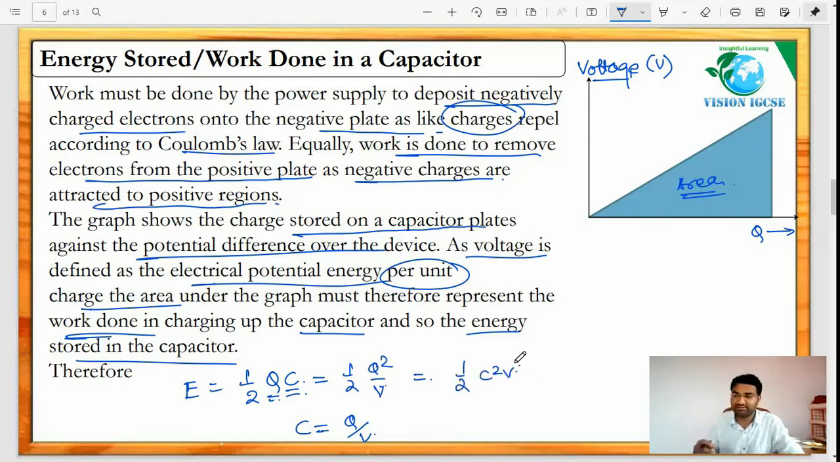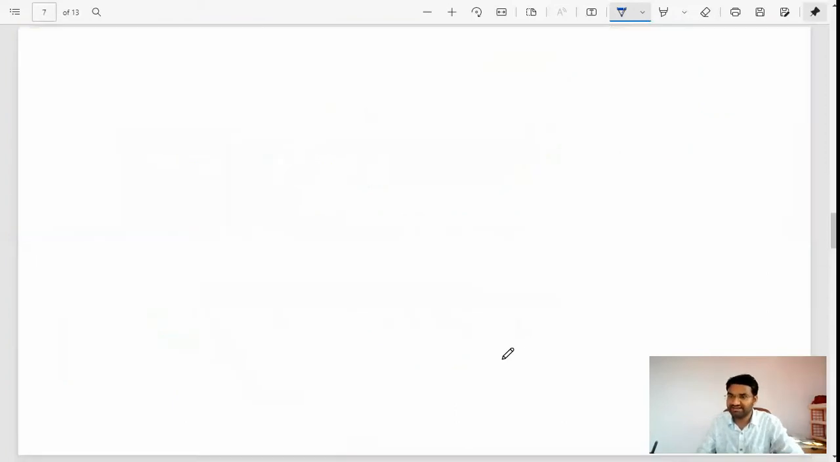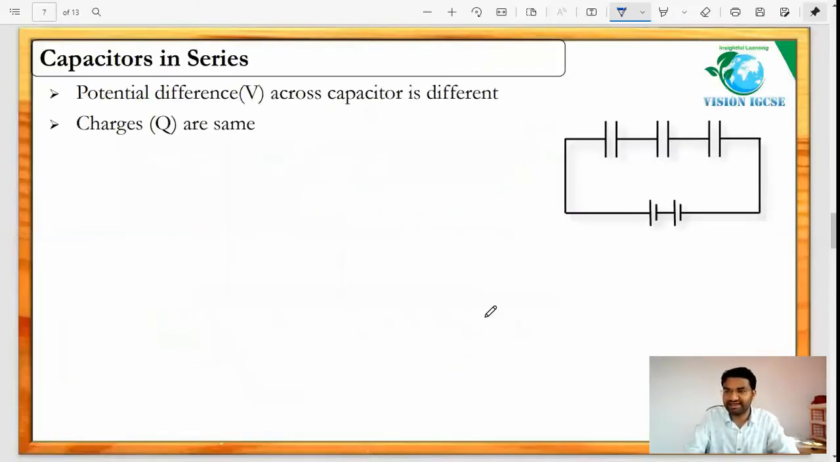Getting it? It means we have three energy equations: 1/2 QV, equal to 1/2 Q squared over C, which is equal to 1/2 C V squared. Okay, so that's the work done, or energy stored in the capacitor. Then next, capacitors in series and capacitors in parallel.